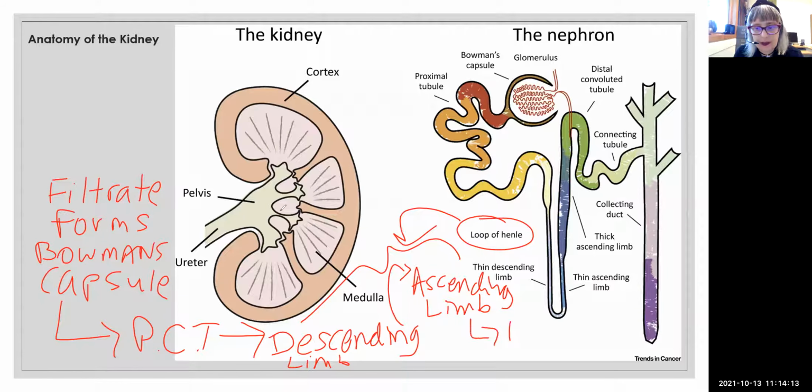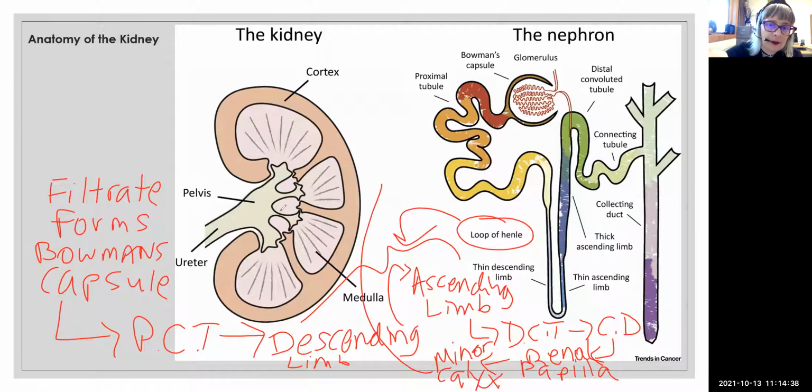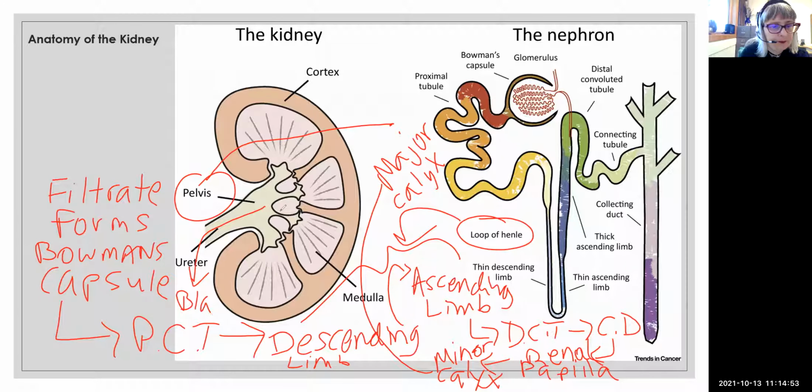From there, it goes to the DCT, then to the collecting duct, then to the renal papilla, then to the minor calyx, then to the major calyx, then to the renal pelvis right here, ureter, bladder, running out of space, urethra, and out into the toilet. Okay, so that's the path.